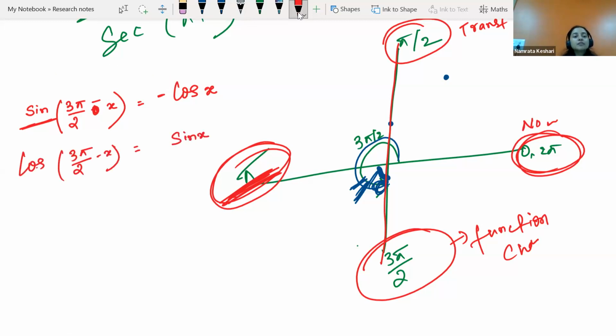And 3 pi by 2 is lying in which quadrant? See, two things you have to think about. Randomly, anytime, anywhere you see any angle, and someone asks you what will be the value, two things you have to think first. What are the two things? First thing is whether the function will change or not. Sine is going to change to cos, cos is going to change to sine. Is it going to happen or not? That you have to decide.